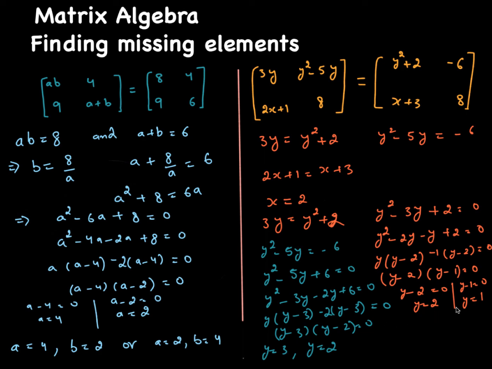So now we got the value of x, which is equal to 2 over here, and we got a couple of values of y, and out of those, both of these equations have y is equal to 2 in common. So I'll say x is equal to 2 and y is equal to 2. So those are the values of x and y that make these matrices equal to each other.